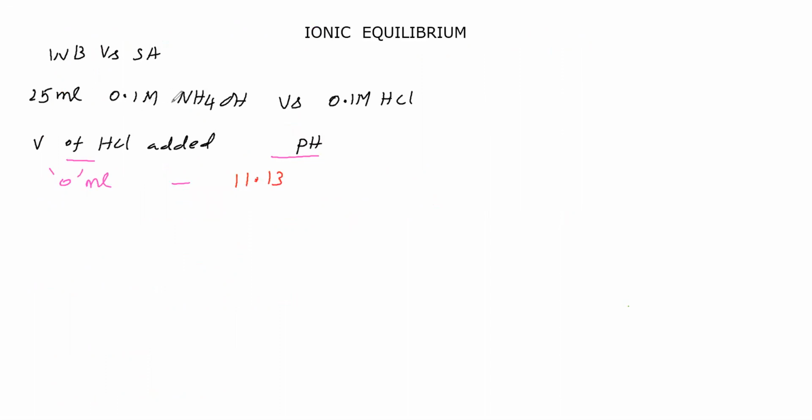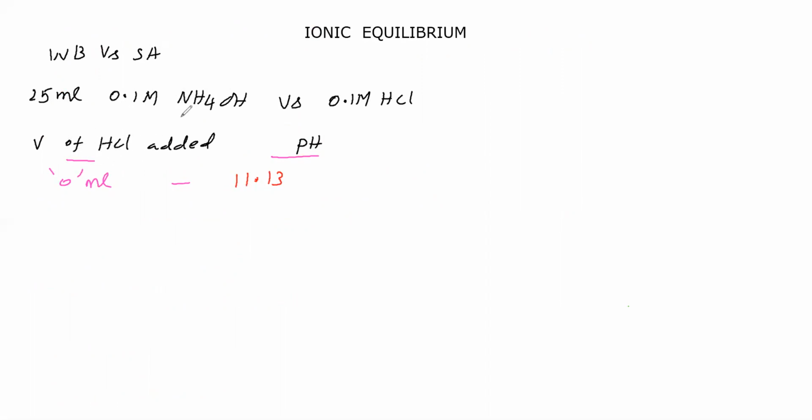So in the conical flask, what solution is there? Ammonium hydroxide solution. That ammonium hydroxide solution is a base. Therefore, we got pH as 11.13, which is greater than 7 because it is a base. Okay, then let us start adding HCl.